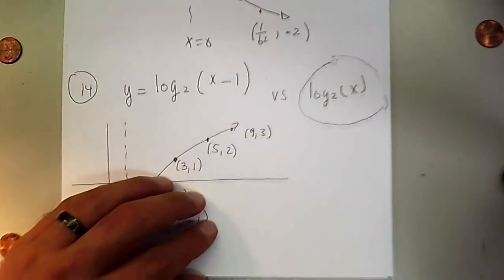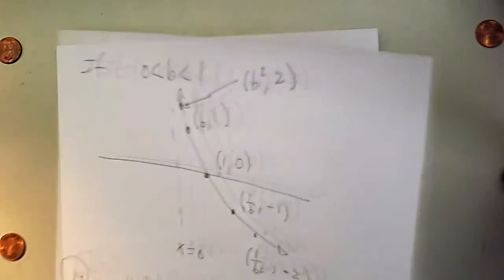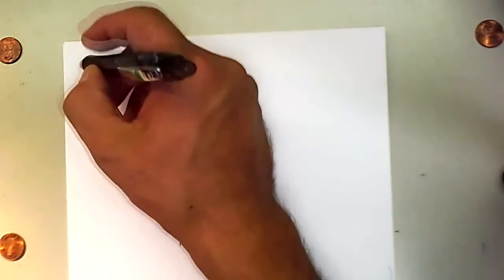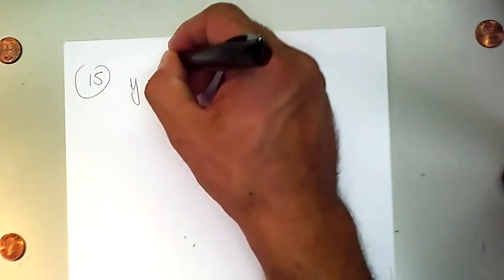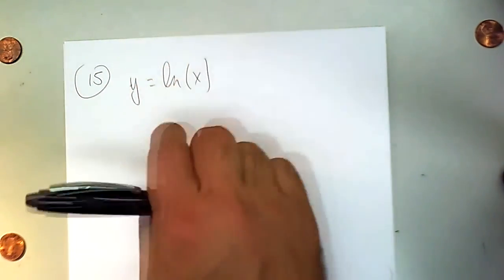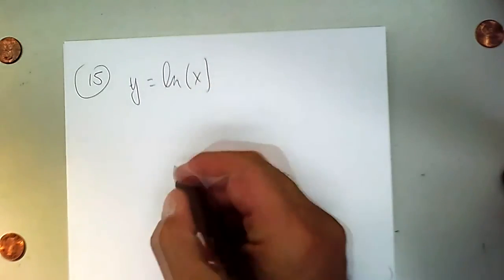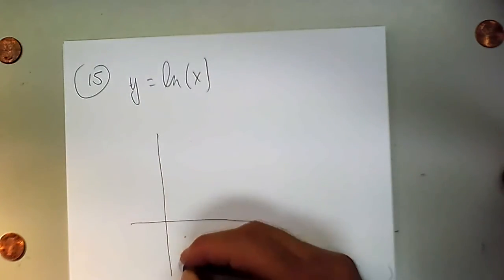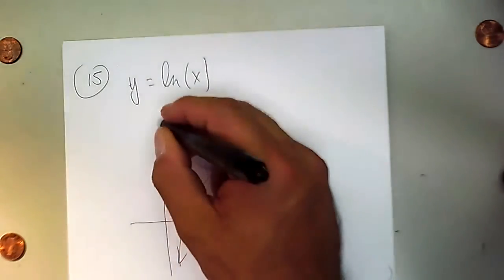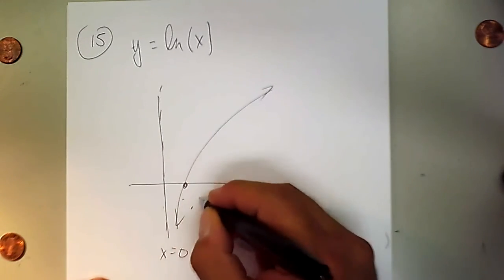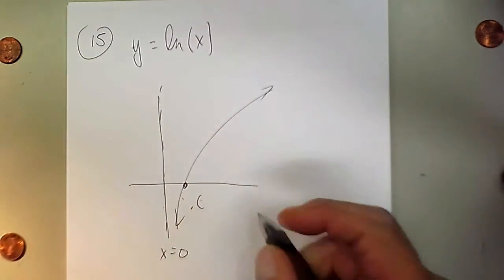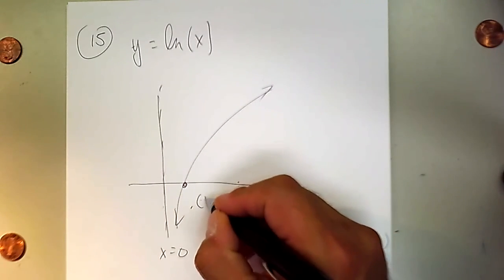Oh, one more thing before we finish this up. I want to graph the natural logarithm. Example 15, y equals the natural logarithm of x. So the base is e, which is bigger than 1. So the graph looks like that. The asymptote is x equal to 0. Unless there's a transformation, we always have the point (1, 0).